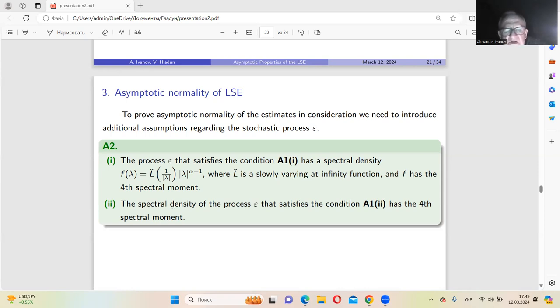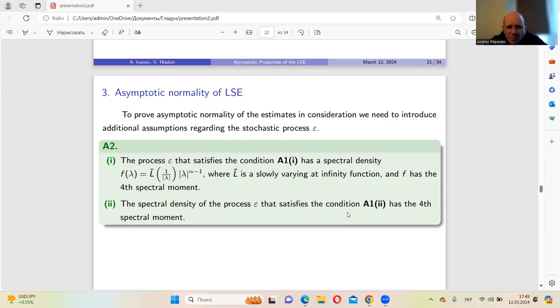A similar condition we introduce for the spectral density of the process epsilon that satisfies the condition A12.